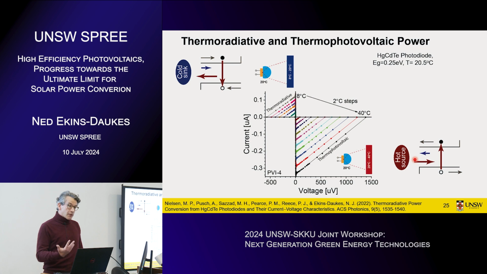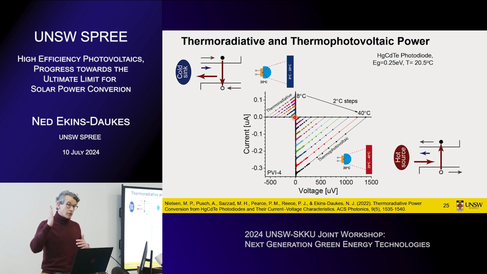If we put it in front of a hot source, it behaves just like a photovoltaic device. I get a negative photocurrent, I get a positive photovoltage. Now if I reduce the temperature of the surface it can see, the current goes down and the voltage goes down. And when the two are at the same temperature, I get nothing, as you would expect.